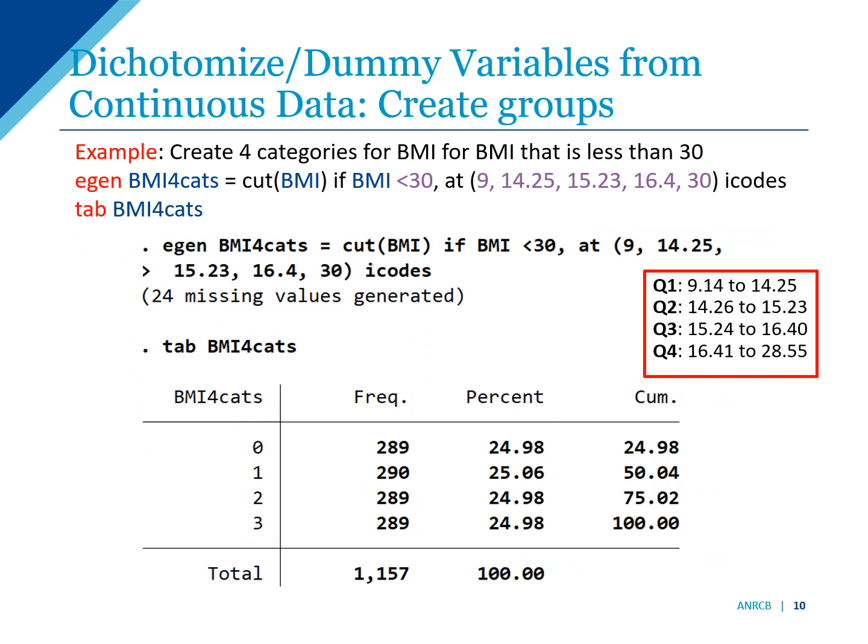We used the values we found for the quartile ranges to create the cut points at 9 for the lowest, then the upper limit of the first quartile, 14.25, then the upper limit for the second quartile, 15.23, and so on. When we run our command and then look at the table of our new variable, we can see that we did an excellent job of making roughly equivalent quartile categories for BMI.